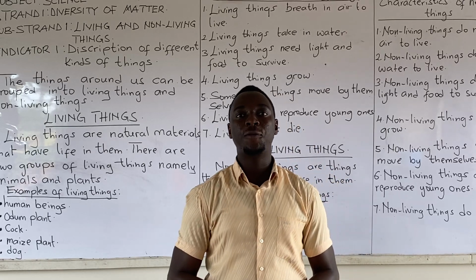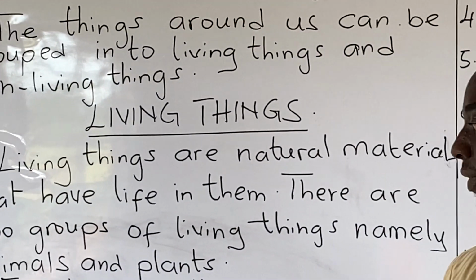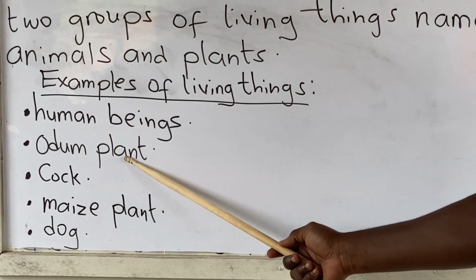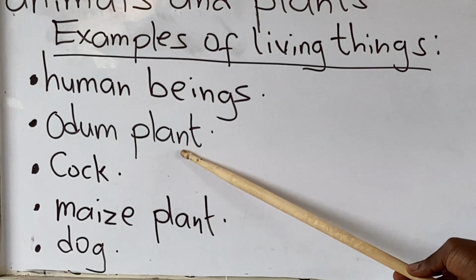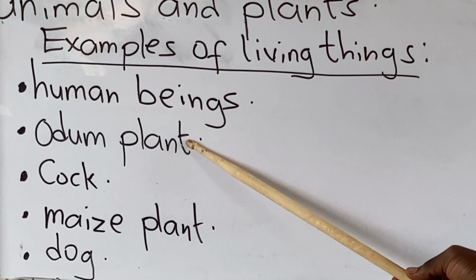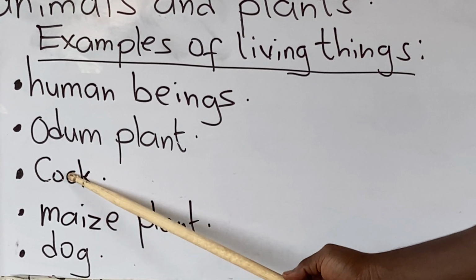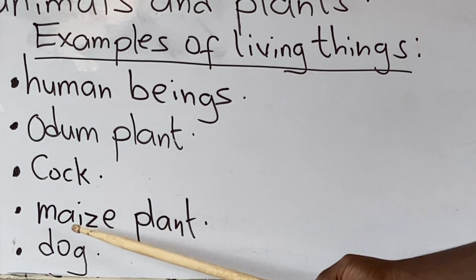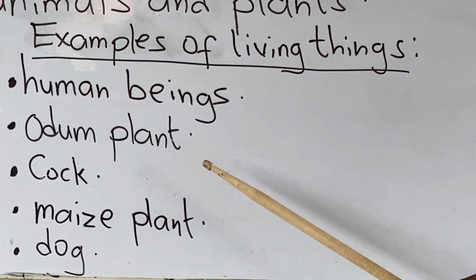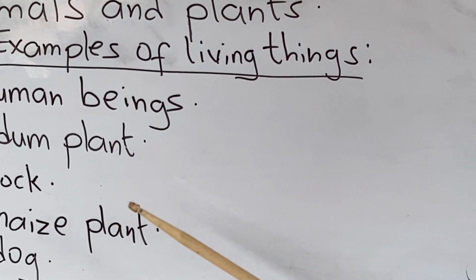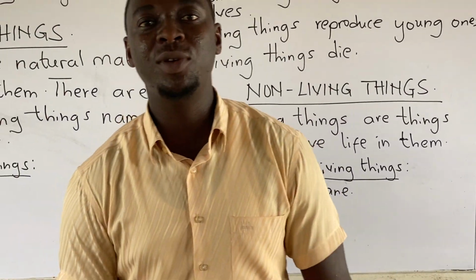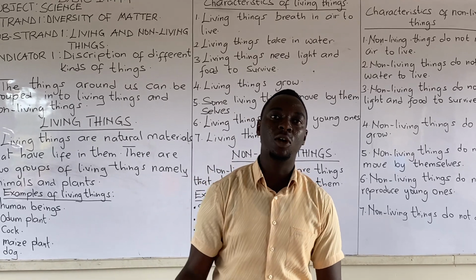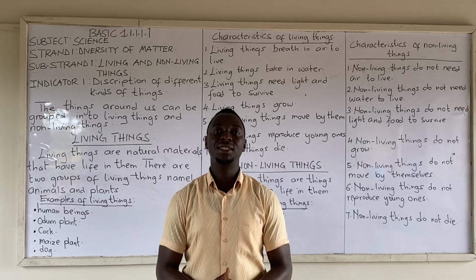Let's look at some examples of living things. We have human beings as living things. Odum plant is a form of a tree, and it is a living thing. Cock is an animal, and it is also a living thing. We have the maize plant. It is also a living thing. Dog, and a lot more. Any other animal you can think of, both the wild and the domestic, and any other plant you can think of, are all examples of living things.